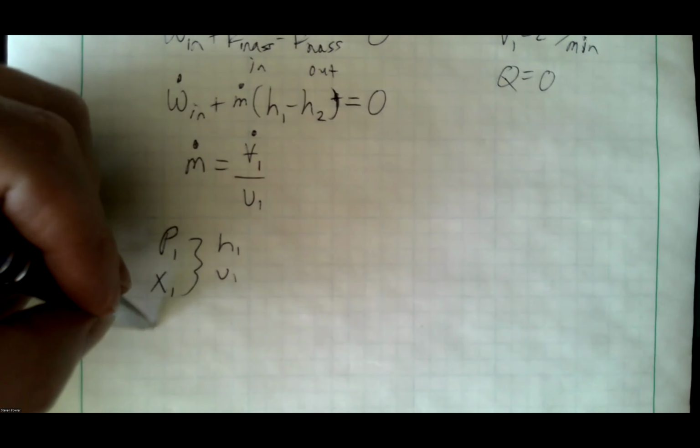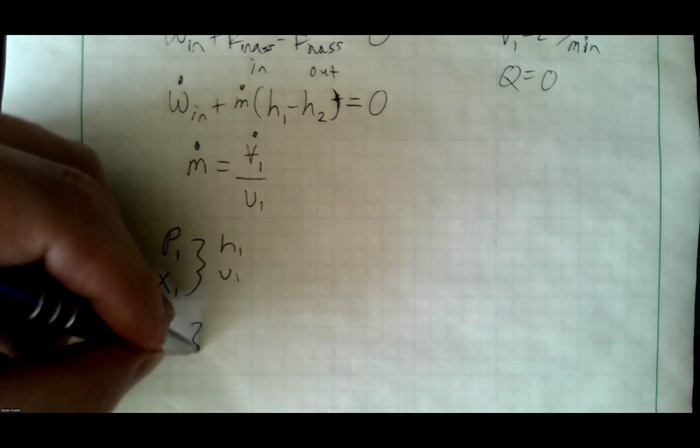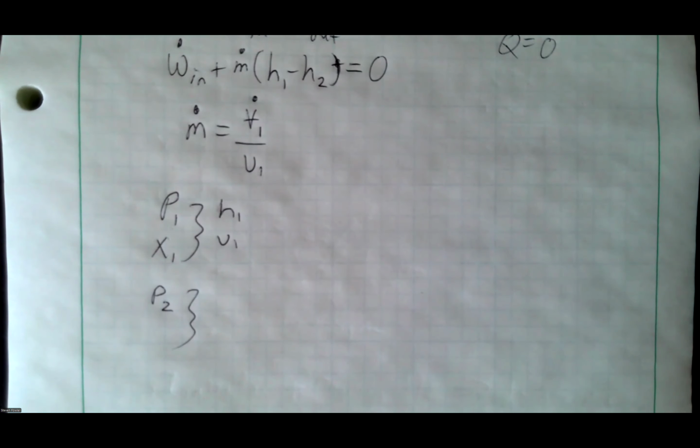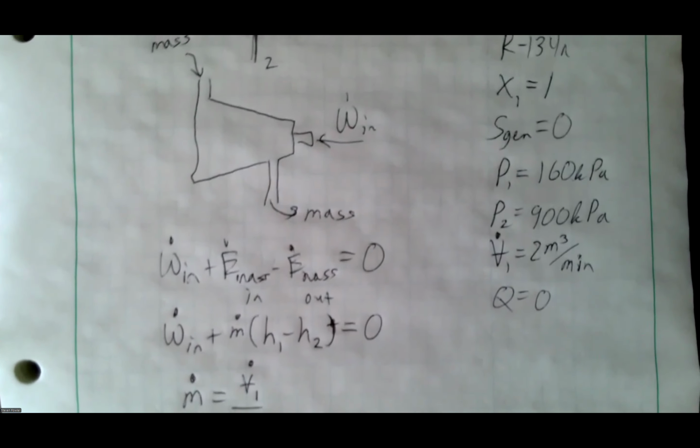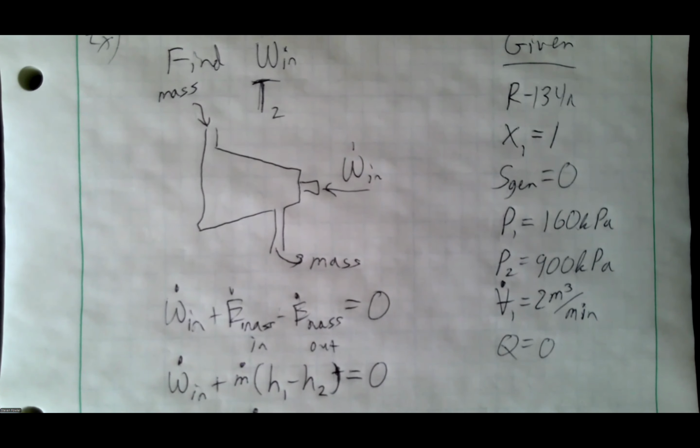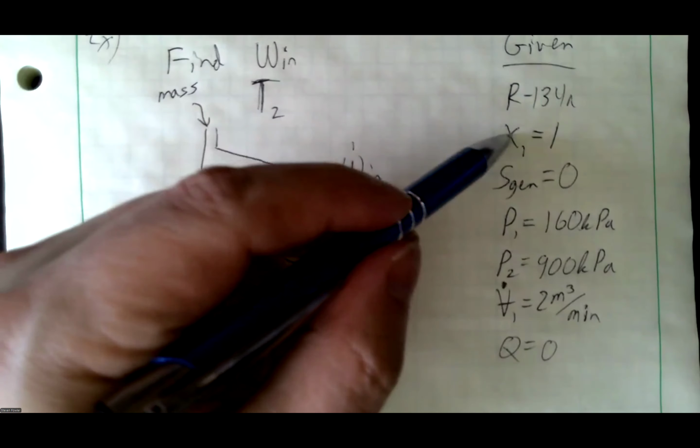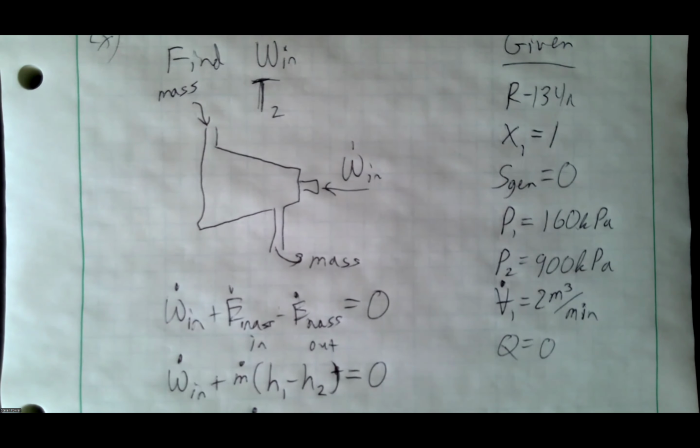All right, what do I know at state 2? Well, I know P2. If I go back and look at my givens, the rookie mistake is to say, Steve, isn't it saturated vapor at the exit? No, we don't know that. We don't know anything about whether it's saturated vapor or superheated vapor. We know it's probably vapor, but we don't know saturated or superheated.